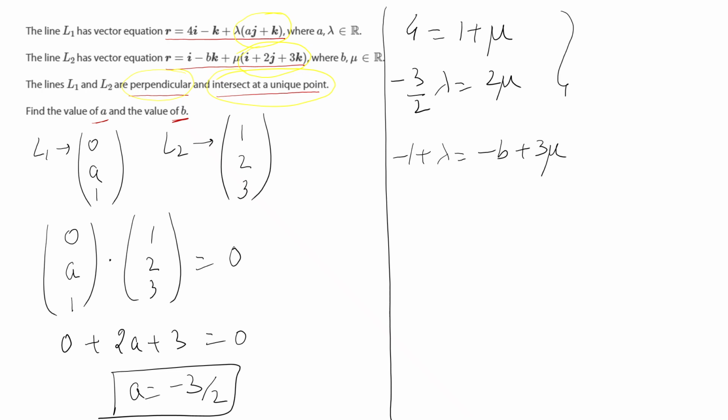Once we solve these three equations, we will get mu as 3, lambda as minus 4 and b as 14. The question has asked for A and B value. So my A value is minus 3 by 2 and B value is 14.